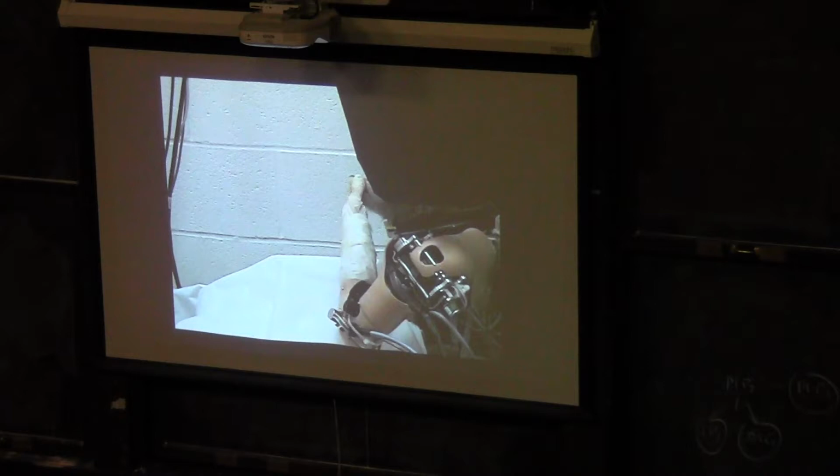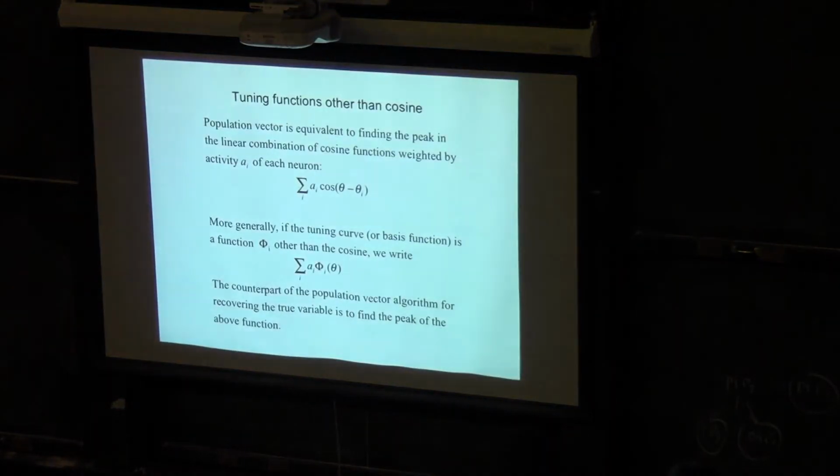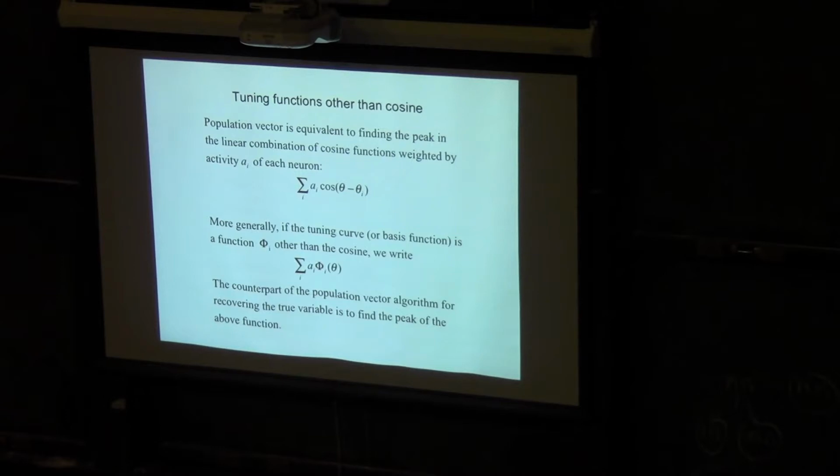So you may ask, is this population vector really the best method? Because you see there are errors in the example. It's not perfect. What would be the best method? The best method is called the maximum likelihood.